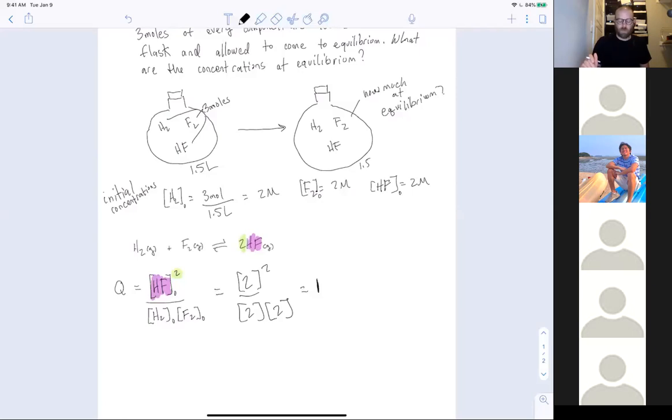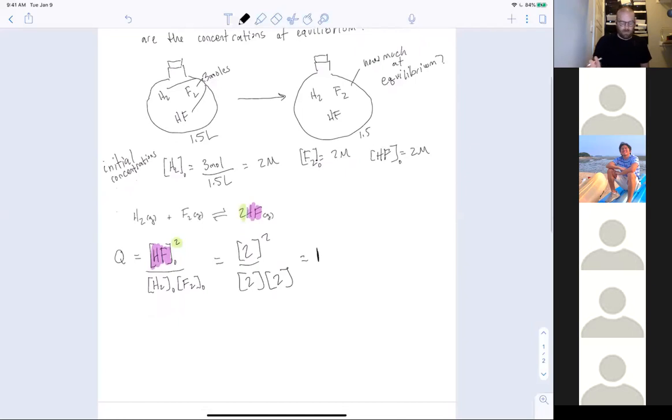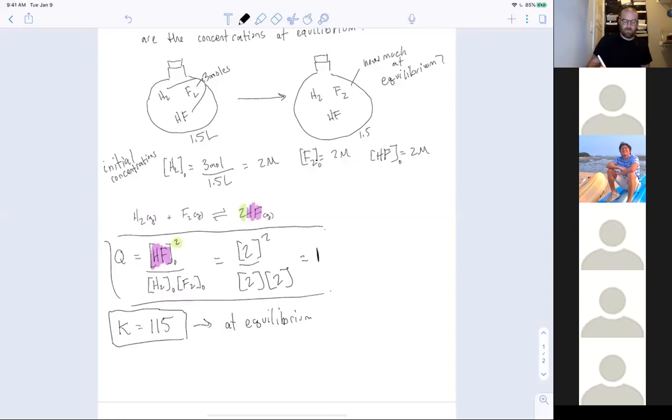Yeah, so Q ends up equaling 1 there. And I've chosen these numbers carefully so that it equals 1. What does that mean, though? What does it mean for Q to equal 1? So Q is different from K. This is at equilibrium. This is not at equilibrium.